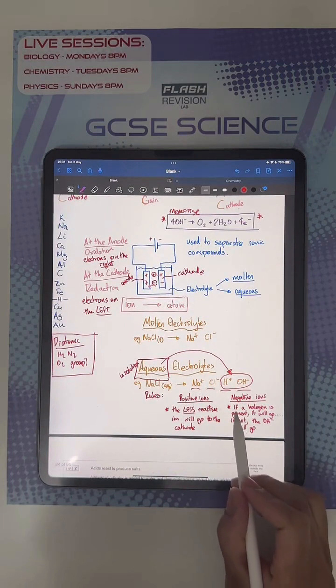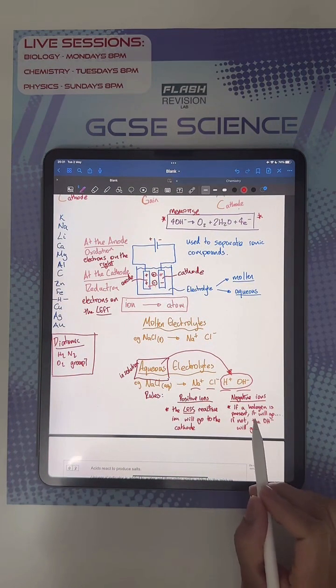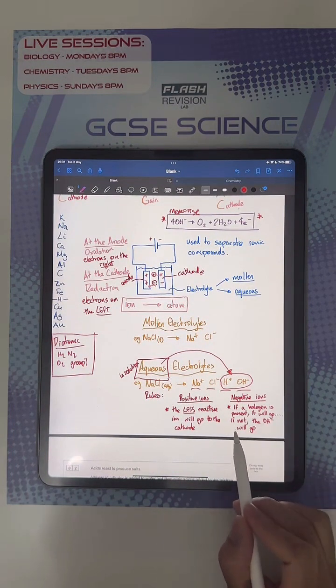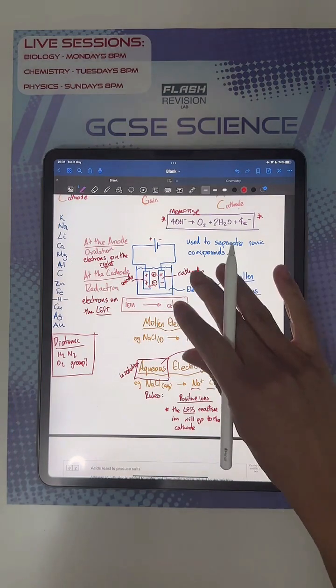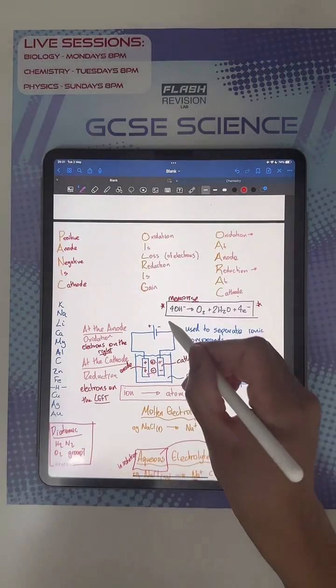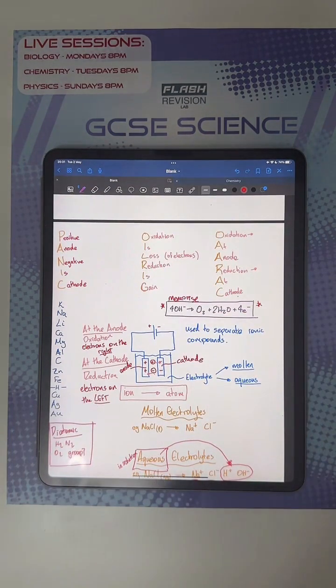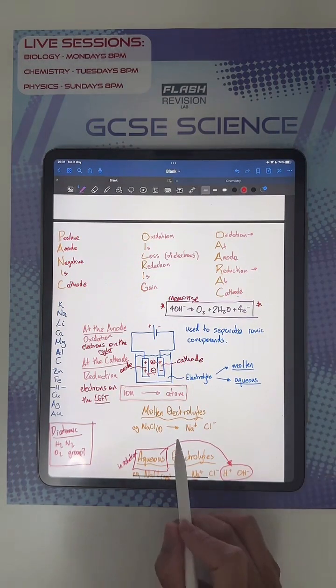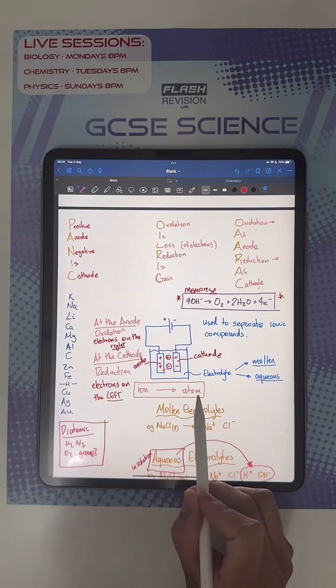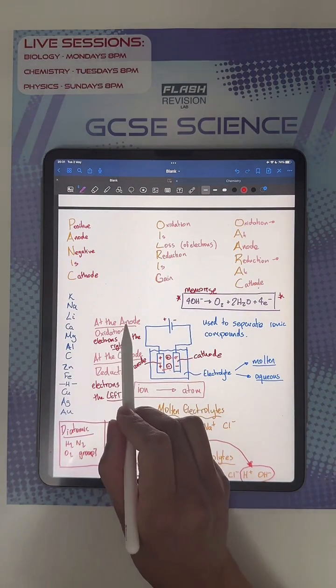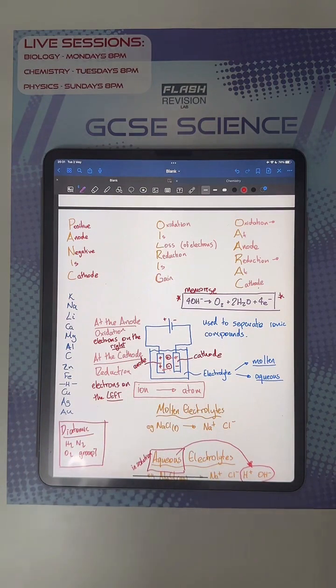Because remember here we wrote, if a halogen is present, it will go. If a halogen is not present, the OH minus will go. If the OH minus goes, then this would be the half equation. So this one you need to memorize. Everything else you can figure out by doing the method of ion on the left, atom on the right, electrons on the right if it's anode, electrons on the left if it's cathode.